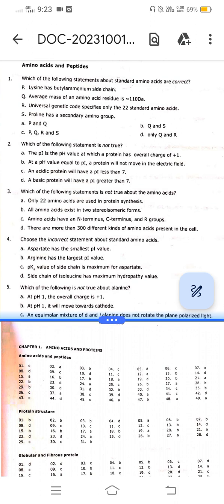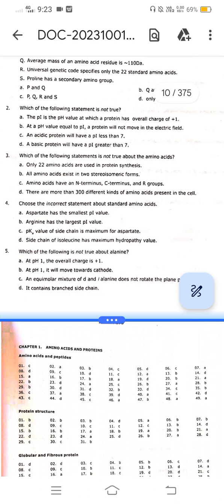Which is the incorrect statement? C. pK value of side chain is maximum for aspartate. But other statements are correct. Aspartate has the smallest pI value. Arginine has the largest pI value. Side chain of isoleucine has maximum hydropathy value.